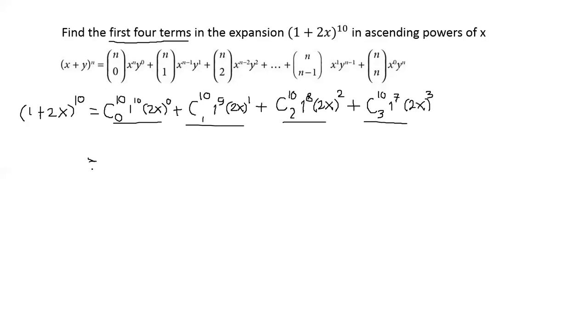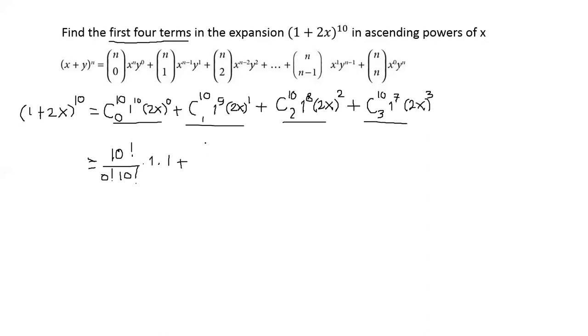All right, let's calculate. If you calculate this combination, the first is combination 10, 0, which becomes 10 factorial over 0 factorial times 10 minus 0 equals 10, 10 factorial. Later it will become 1. 1 to the power 10 equals 1, and (2x) to the power 0 equals 1.